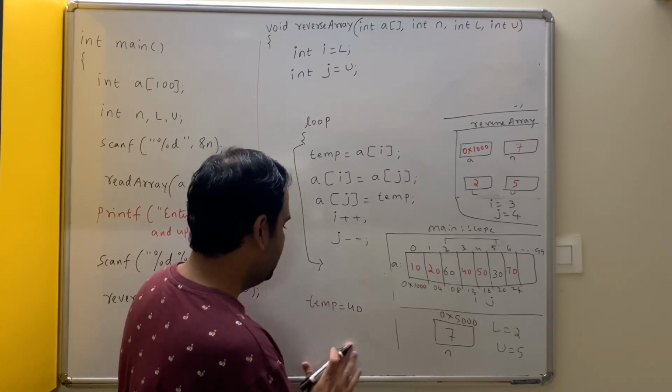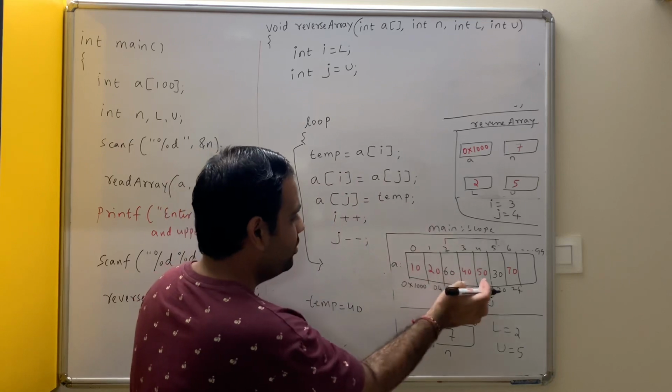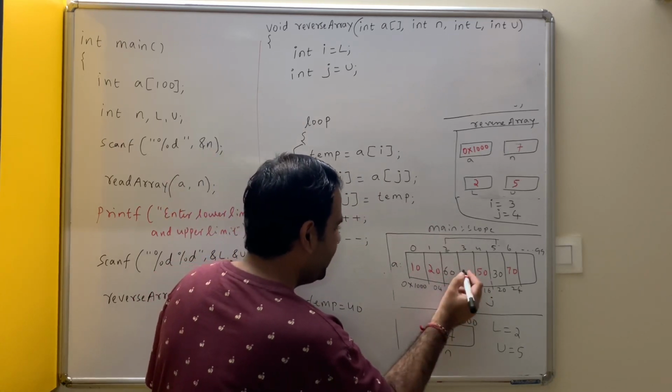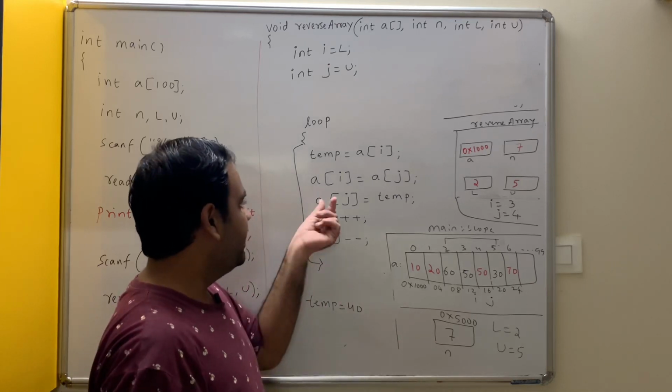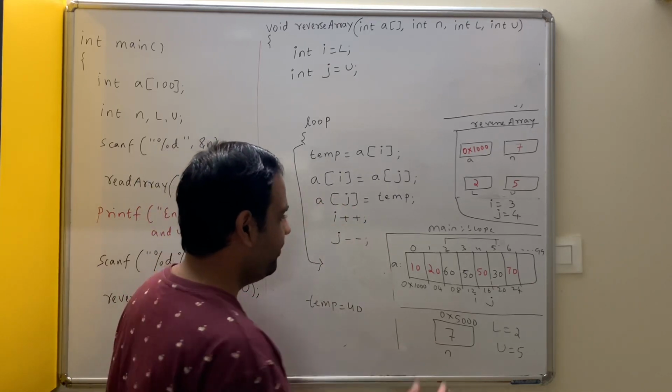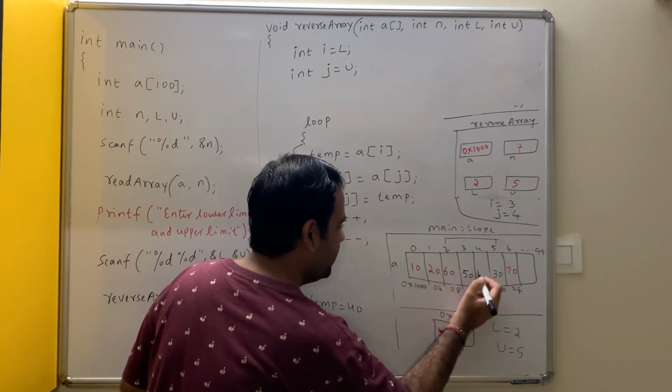Needless to say. Now, A of I gets the value of A of j. Therefore, 50 gets stored here. How does the internal working happen? I already said, A of j gets the value of temp. What is the value of temp? It is 40. 40 is stored here.